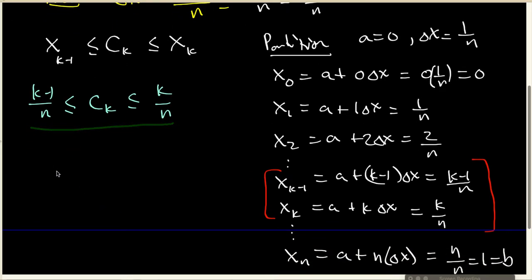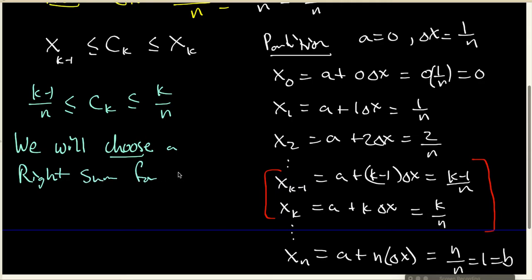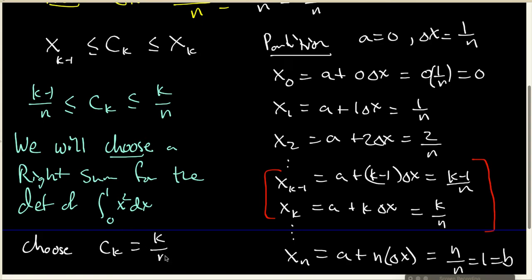Notationally, right Riemann sums are the easiest to deal with, so we will choose a right Riemann sum for sticking inside our definition of the definite integral. And our definite integral is not just any old definite integral. Our definite integral is the definite integral between 0 and 1 of x squared dx. And so what this means is that we are going to choose ck to be the right-hand endpoint of my kth subinterval. And the right-hand endpoint, of course, would be this one.